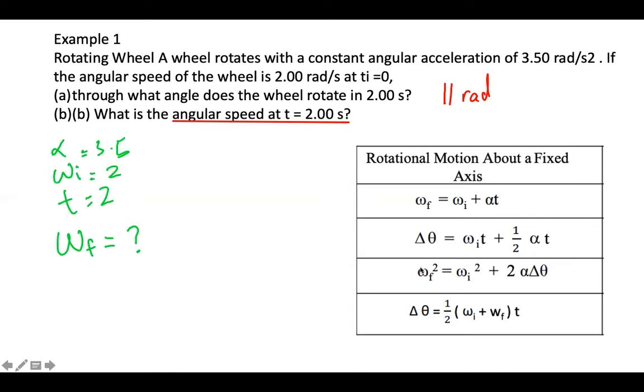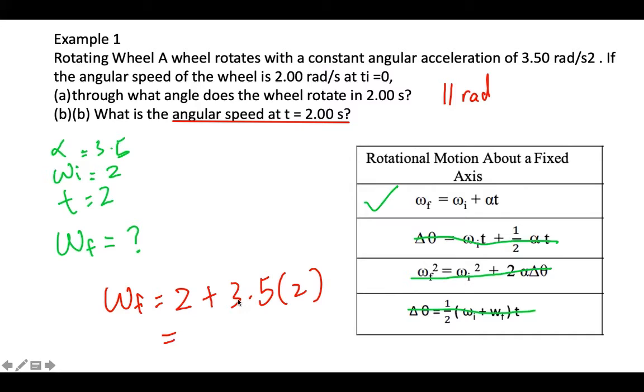Okay, we need the time. So this one, we don't need it. And we don't have the theta, so theta and theta cancel out. And this one is what we need. Okay, so very simple, just substitute. So I use a different color. It's equal to 2 plus 3.5 and 2. And we can get the answer, which is 9 radian per second. Okay, very simple for the first example.